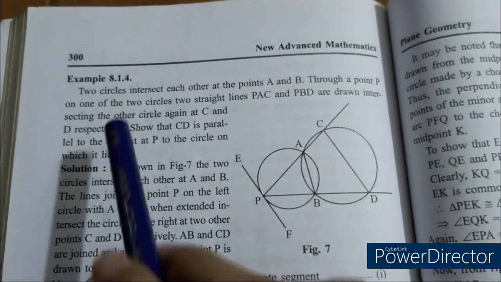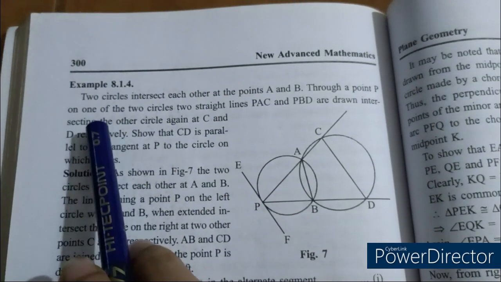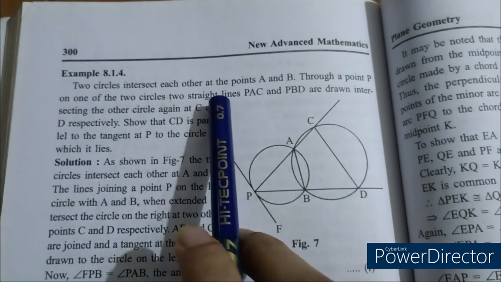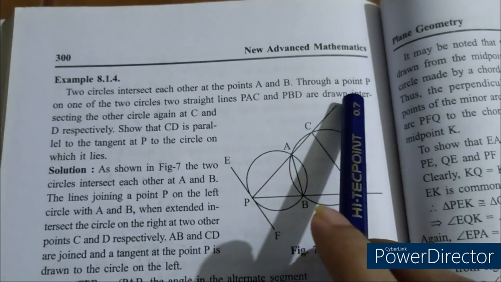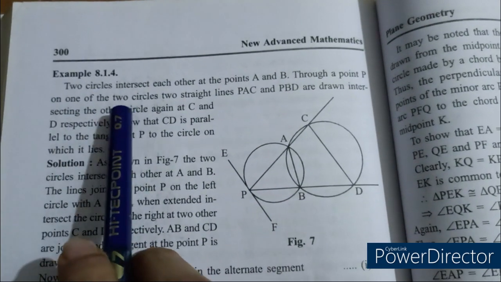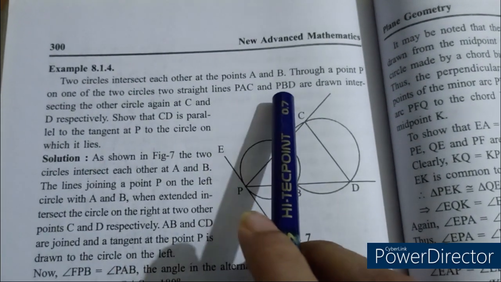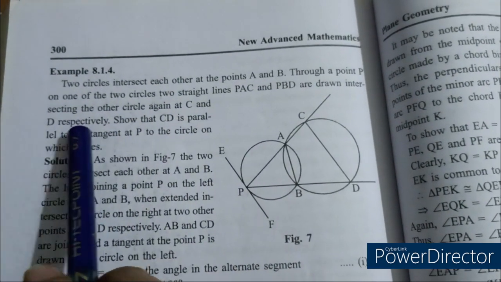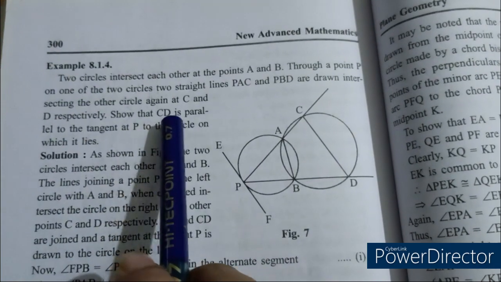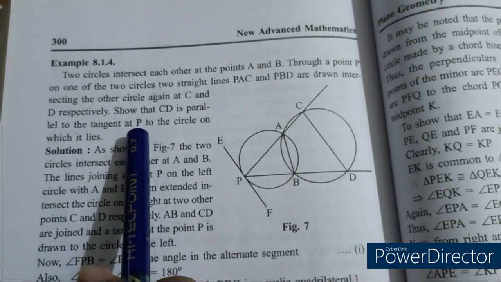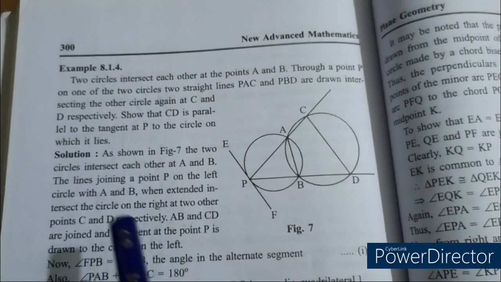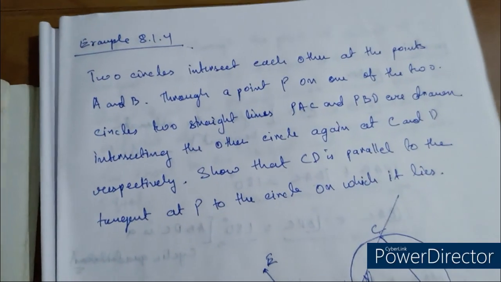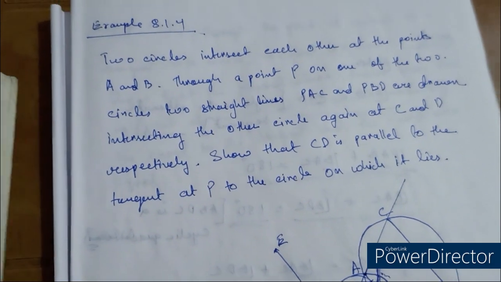Next, our example 8.1.4 saying that two circles intersect each other at the points A and B. Through a point P on one of the two circles, two straight lines PAC and PBD are drawn, intersecting the other circle again at C and D respectively, so that CD is parallel to the tangent at P to the circle on which it lies. So this is our example 8.1.4.